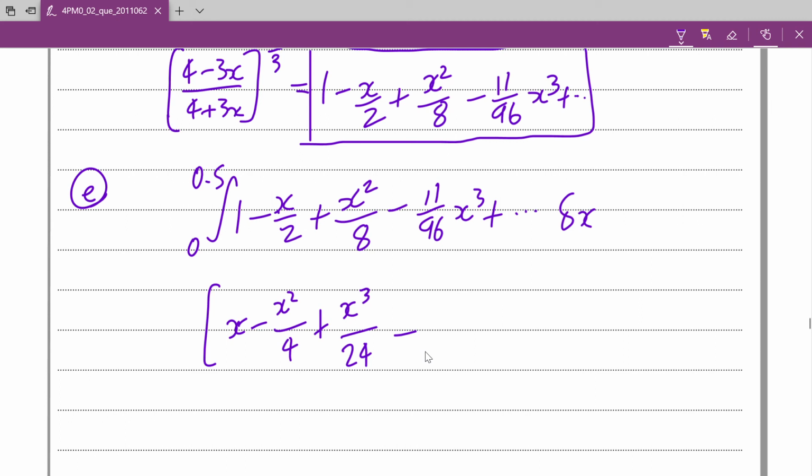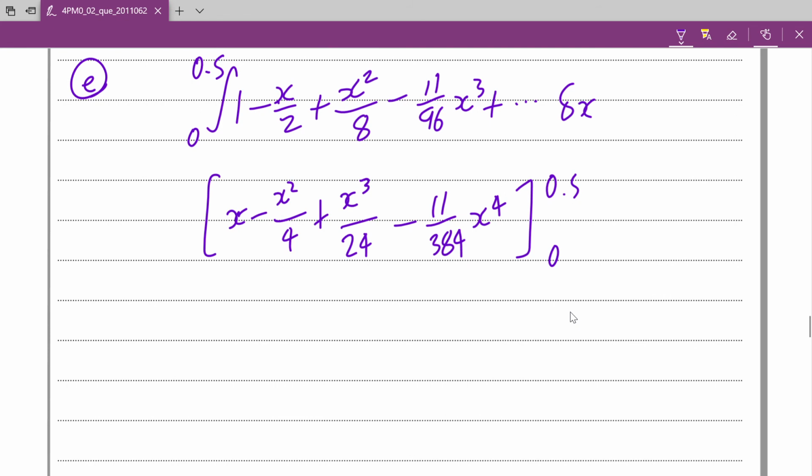Of course, it's going to be dividing 11 over 96 by 4, which will give you 11 over 384, x to the power of 4, from 0 to 0.5. Now, firstly, because this is a definite integral, you do not have to have the plus c. And again, I will explain this in a later video. I'm planning to make a video about calculus because there's a lot of intuition about it that would be extremely useful for people to understand, but no one bothers to actually teach it in school. So be ready.